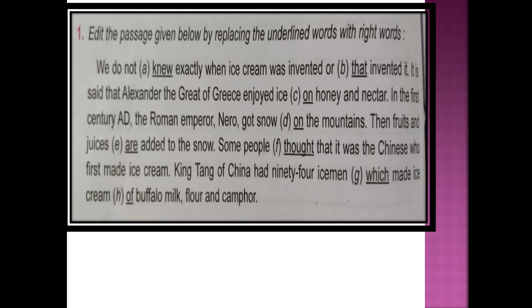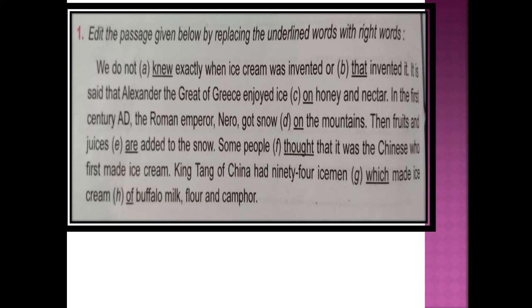King Tan of China had 94 icemen who made ice cream, which is used for non-living things, but here icemen. So who made ice cream from buffalo milk, flour, and camphor? Right, children? Now the correct passage I'll read one more time.